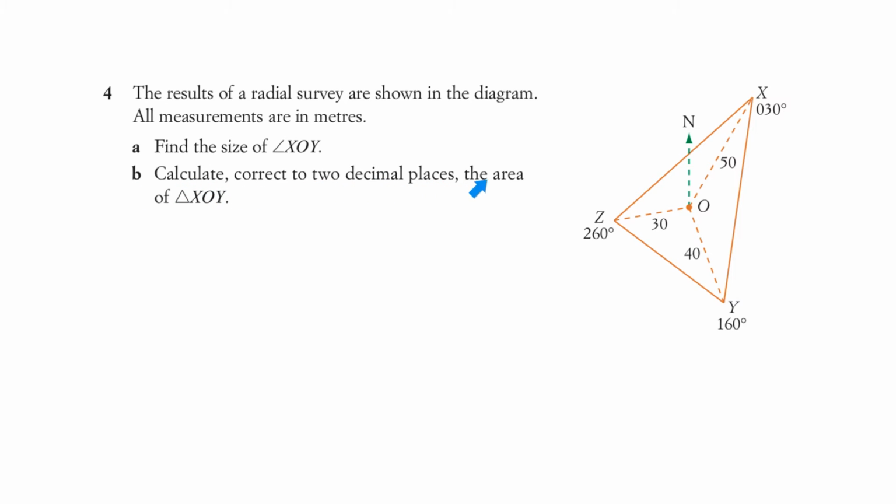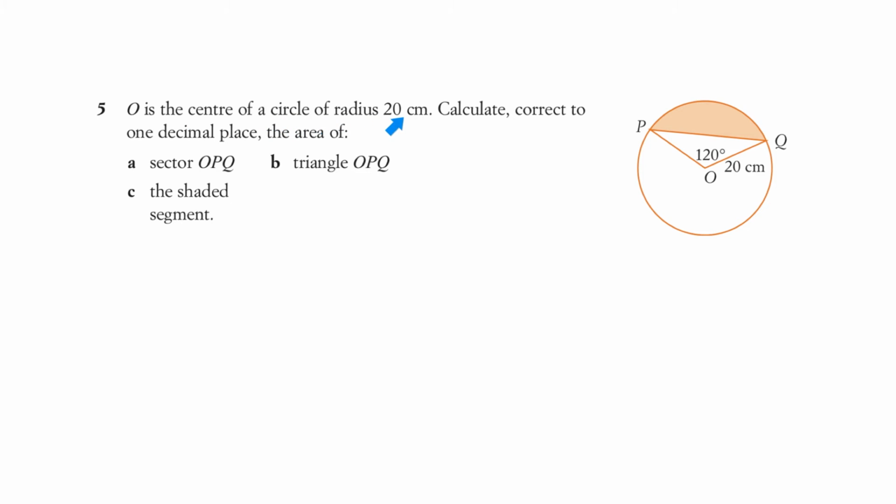So that'll be 130. Okay, so knowing that angle now, the part B is fairly straightforward. Calculate correct to 2 decimal places the area of XOY, that triangle, XOY. So we know that length, we know this length, and we know the included angle. So it's just going to be a half 50 times 40 times the sine of 130.